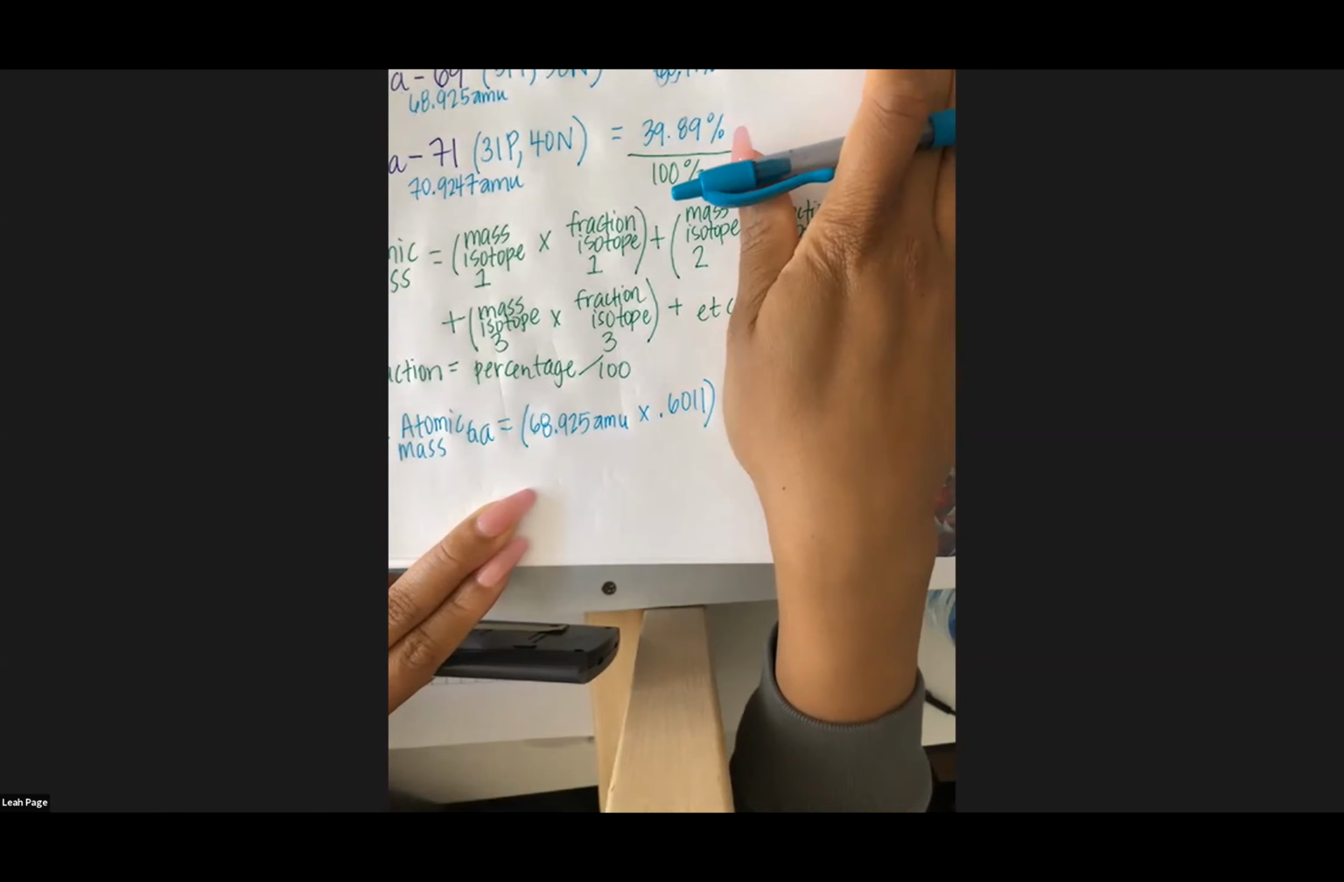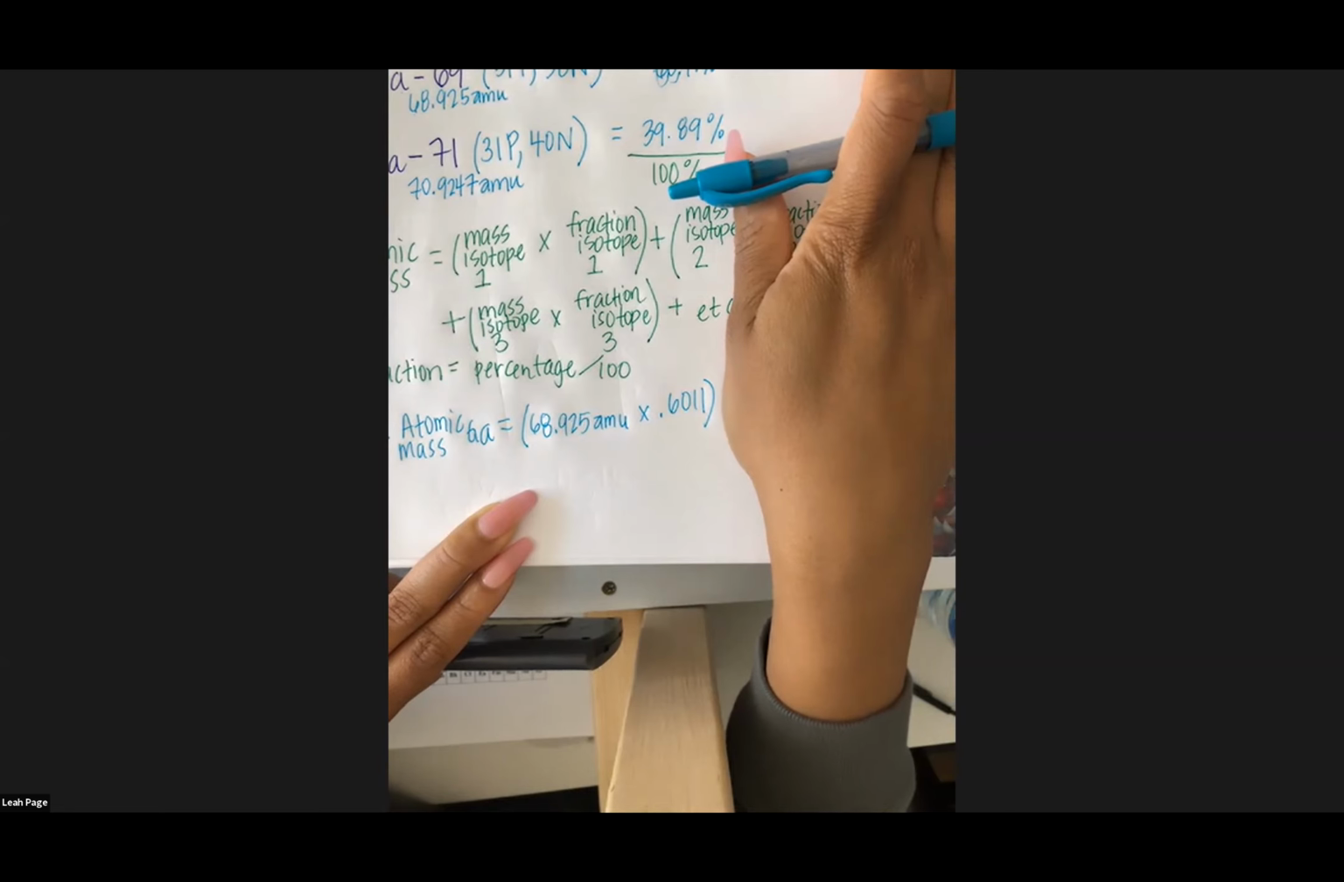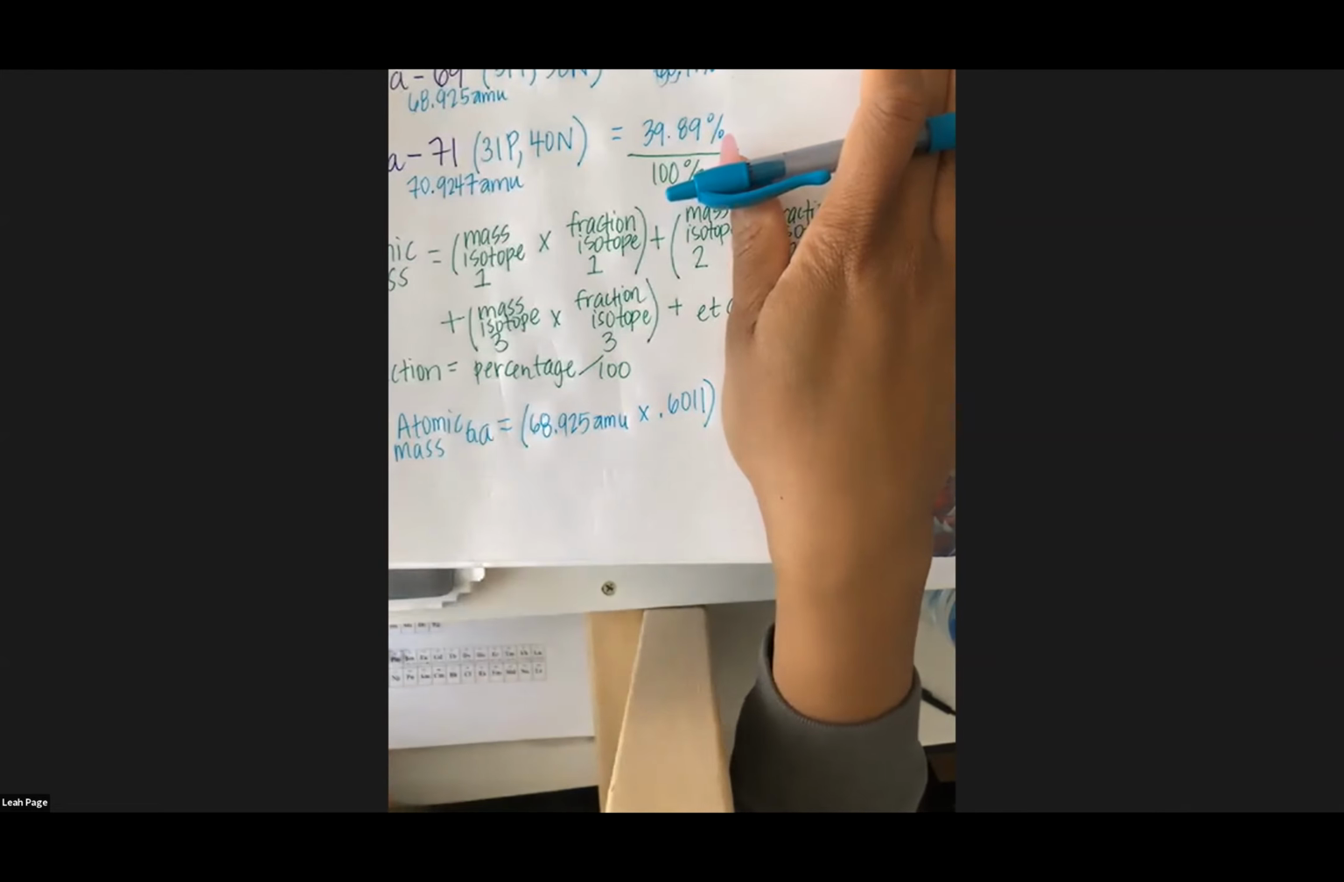What's the rule say for multiplication in sig figs? Least amount of sig figs. Yep, least amount of sig figs. So what's the least amount of sig figs of these two numbers? 4. So this answer should have 4 sig figs in it.